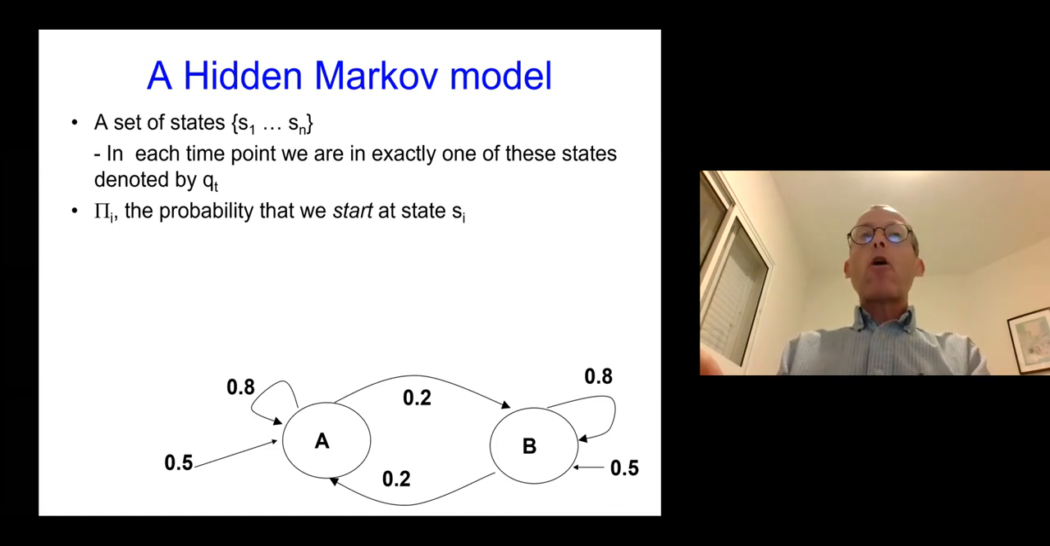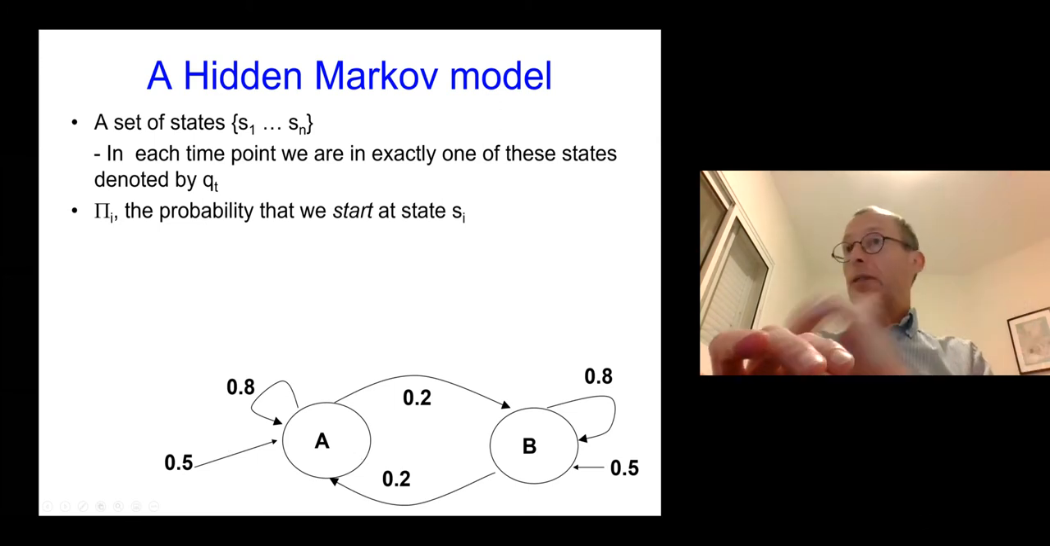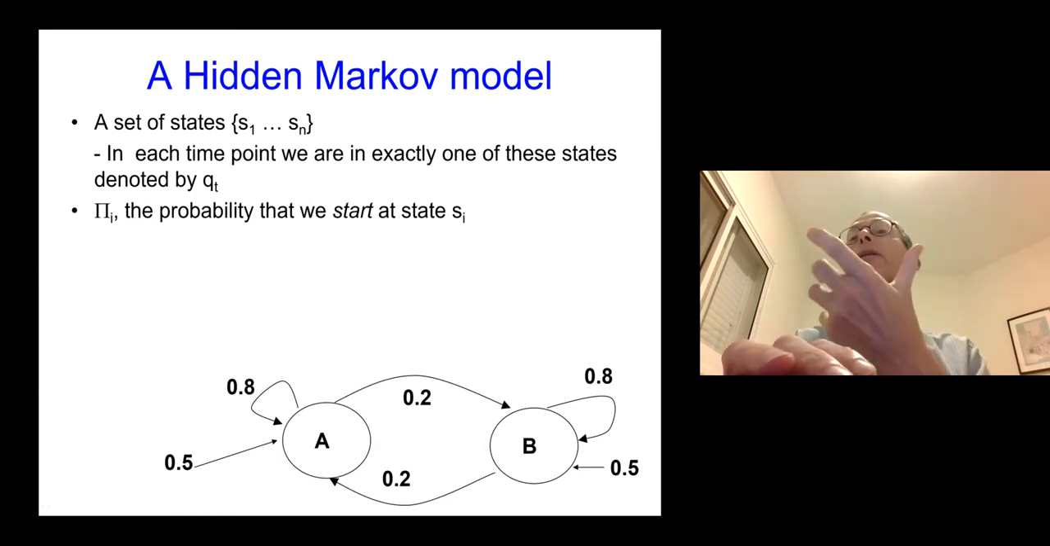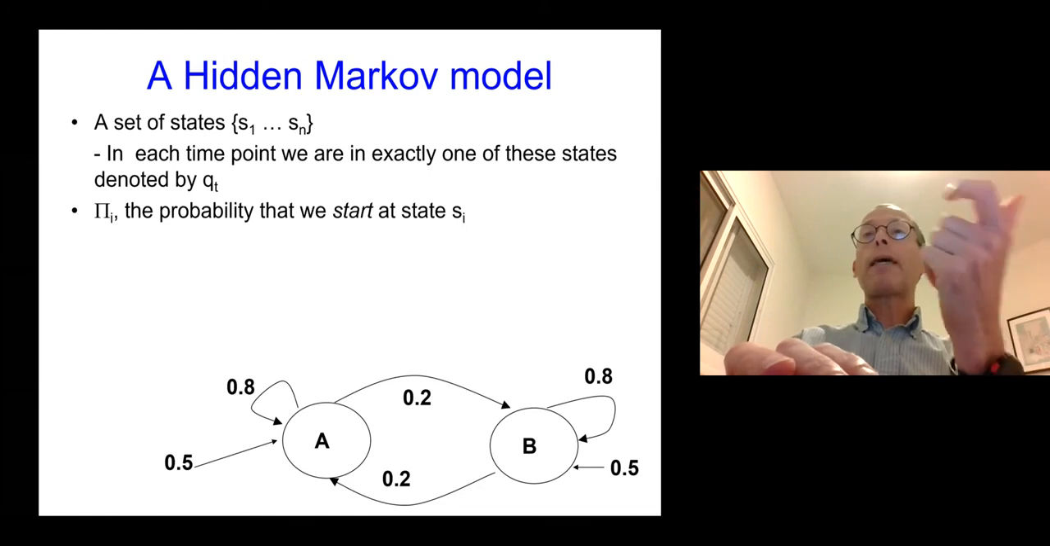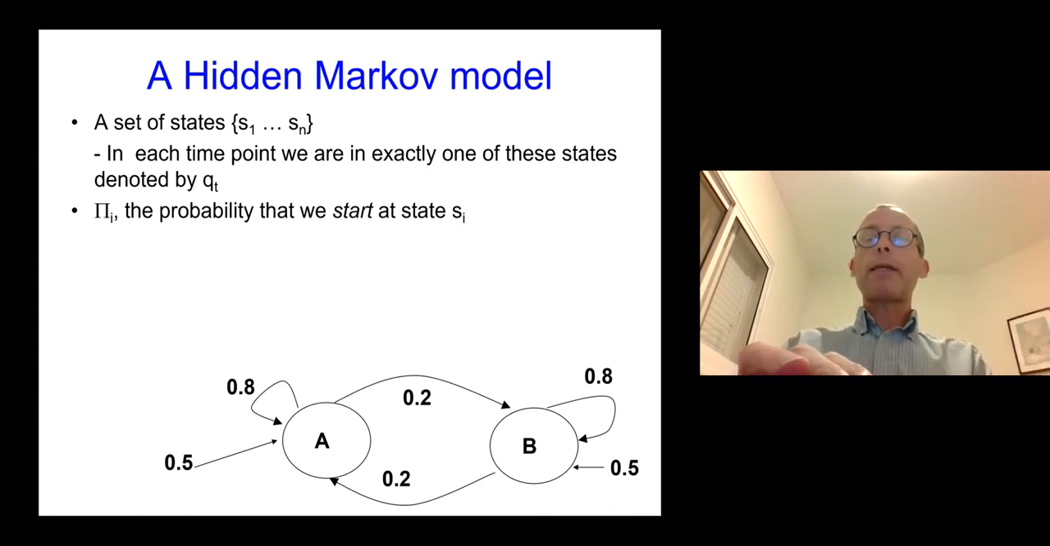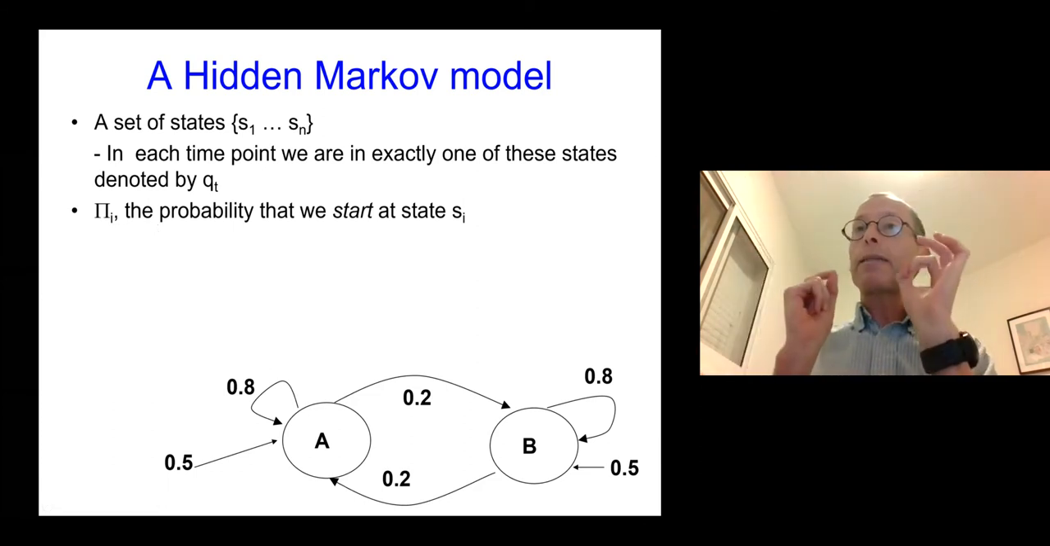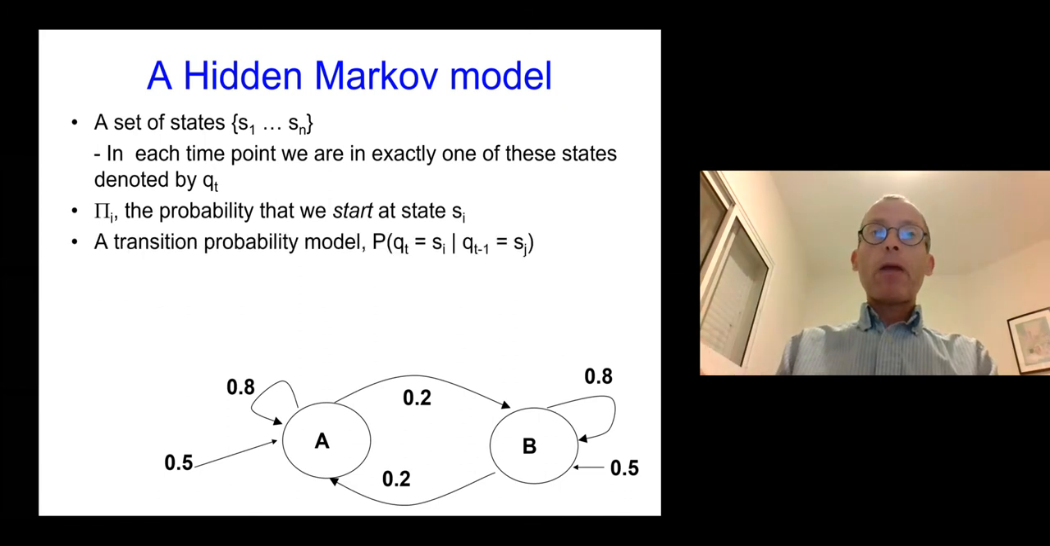Next, we have something called pi I, which is the initial probability. Before we start, what's the probability that we will start in state A or in state B? In this case, I'm listing these as 0.5, but of course they can be different. This is the initial state, okay? So what's the probability that the first word I will say was "welcome," just as an example. Pi I is a special probability because it's not related to movement between the states, it's the probability of the first state.